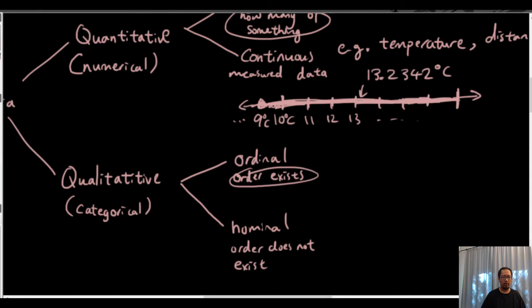So let's start with nominal because it's easier to come up with examples for that. Nominal data is hair color, name, what else?